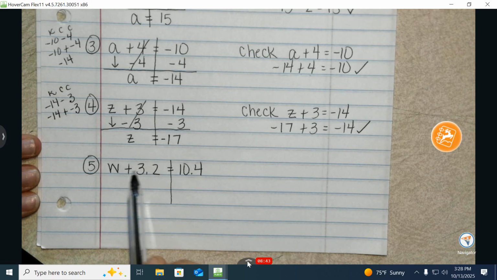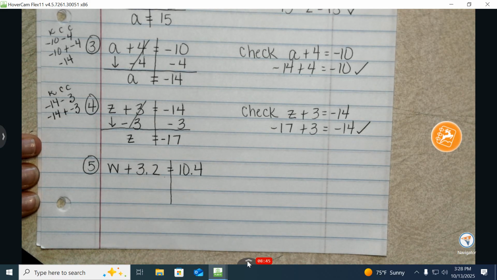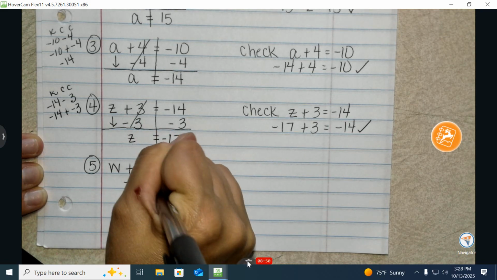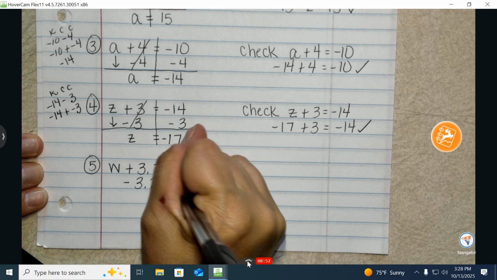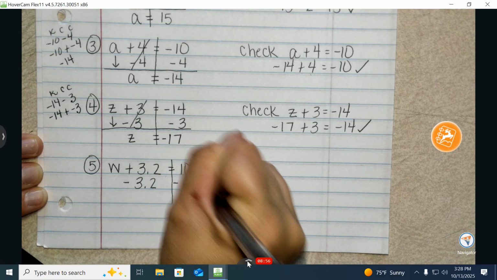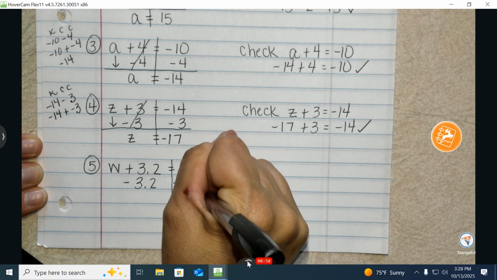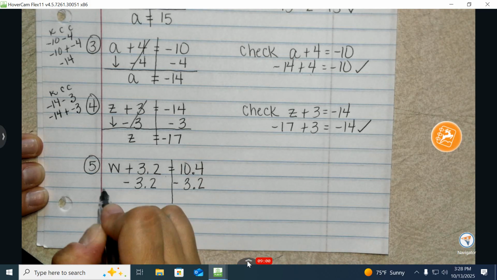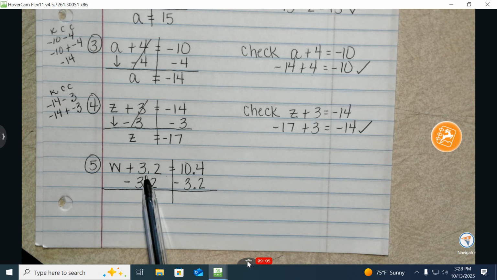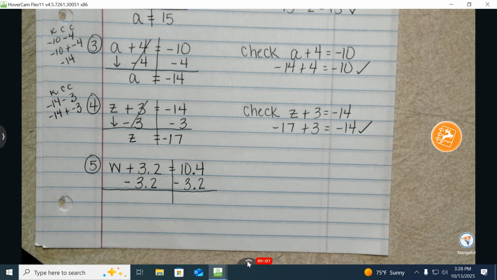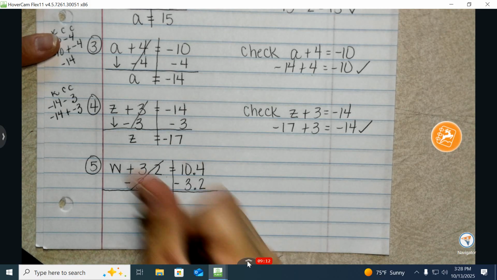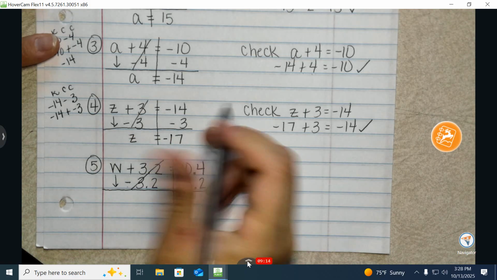So instead of adding 3.2, you're going to do the inverse operation, which is subtract. So minus 3.2 on both sides. Remember that when you are subtracting decimals, your decimals have to be lined up. So when I write this, I'm going to make sure that the decimals are lined up. Draw my line. 3.2 minus 3.2 is 0. It cancels out, so I'm going to draw my line. I'm going to drop down my W.